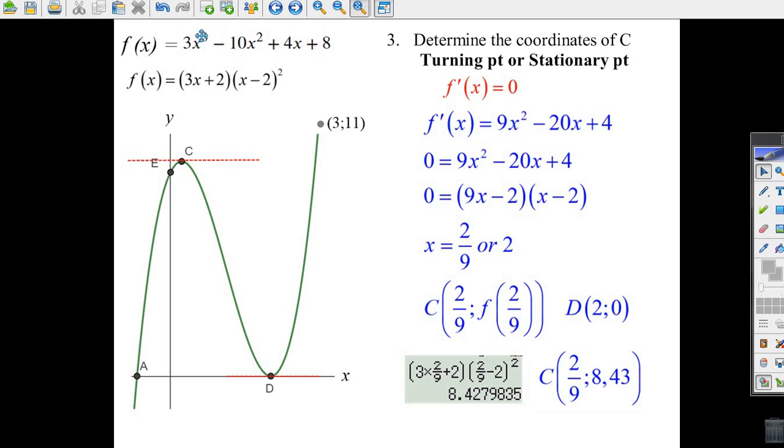Now they give you a mark if you find f prime of x, and you just use your rule. You go 3 times 3 is 9, and then subtract 1. 2 times minus 10 is minus 20, and subtract 1. 1 times 4 is 4. And x to the 0 is 1. Well, there's your derivative. You're ready to go. Now, all you do is you make it equal 0. And then you write 9x squared minus 20x plus 4.